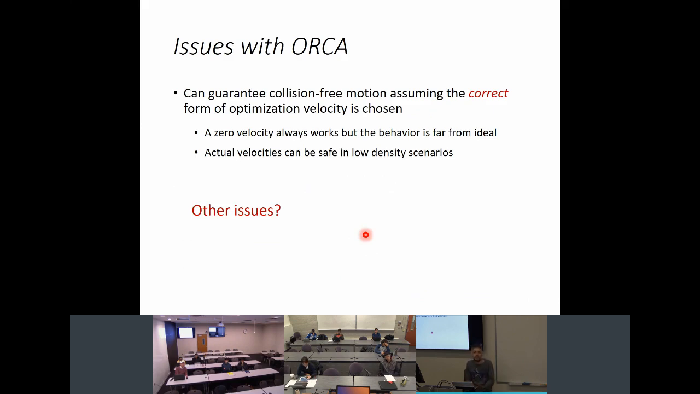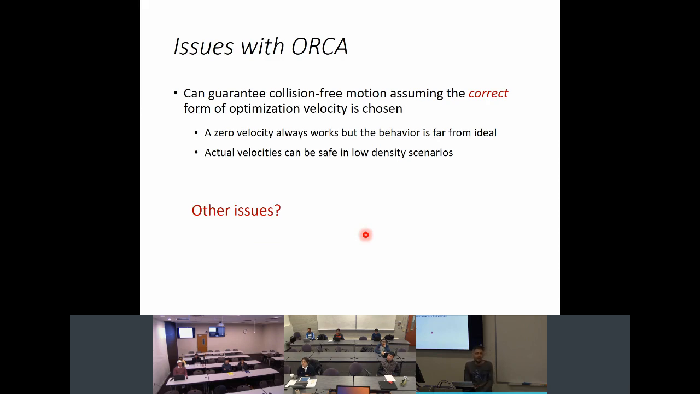Any other issues? Can you think of any other issues with ORCA? So one issue was that we may not always be able to get a set of feasible velocities, right? Can you think of any other issues of using ORCA? Yes? So here, when we're doing the ORCA for one agent, we're assuming that the other agents are also running the ORCA model. If that doesn't happen, then would that change things?